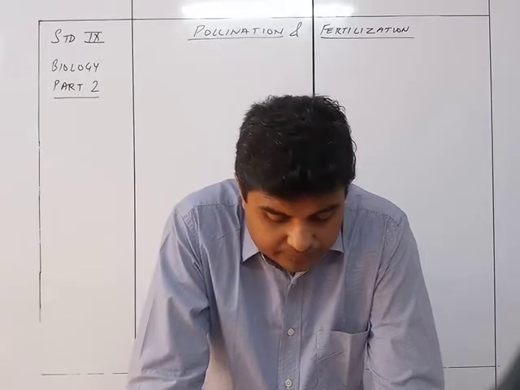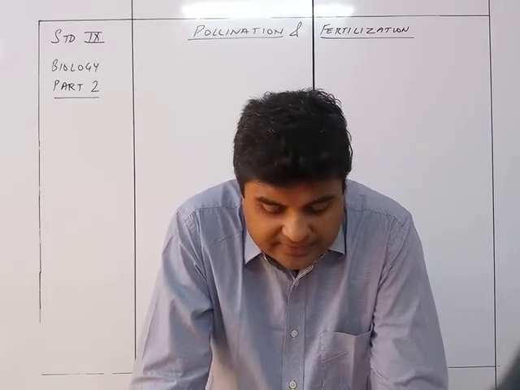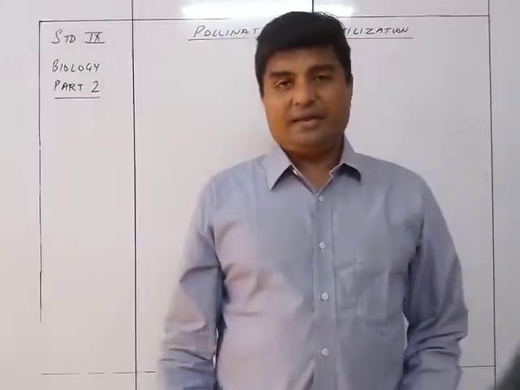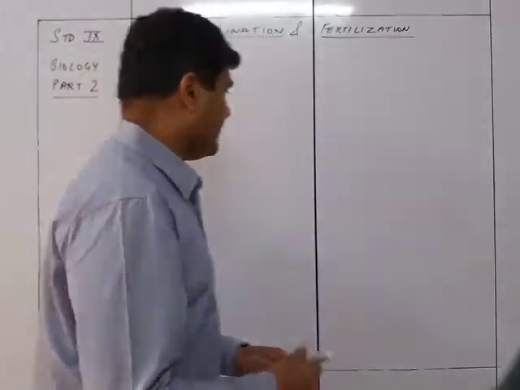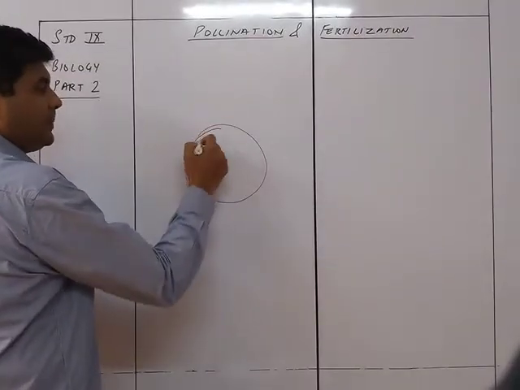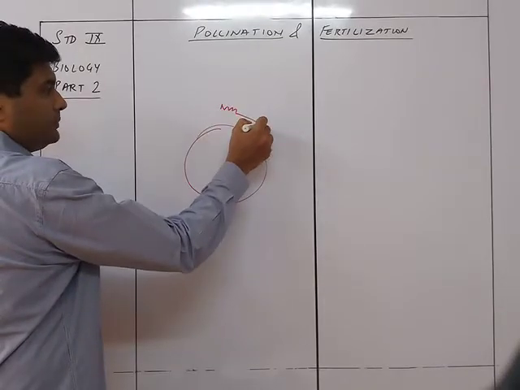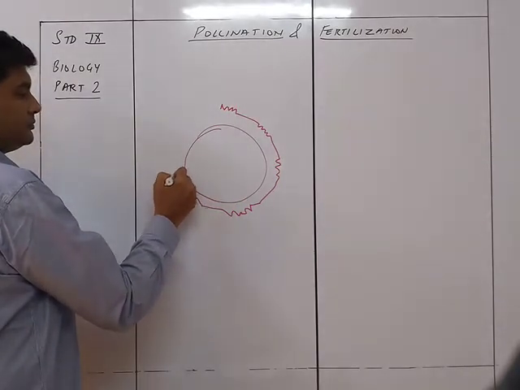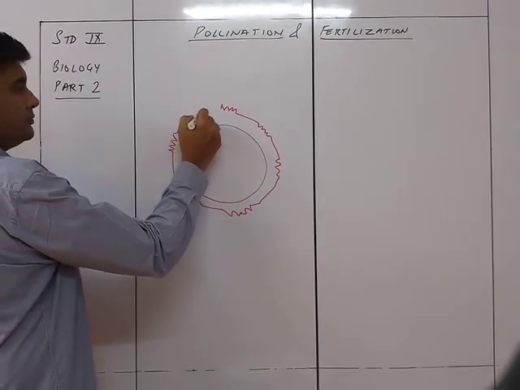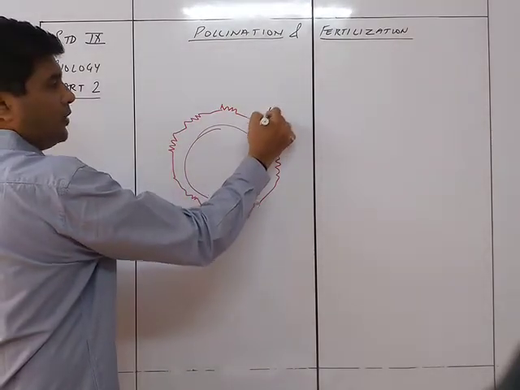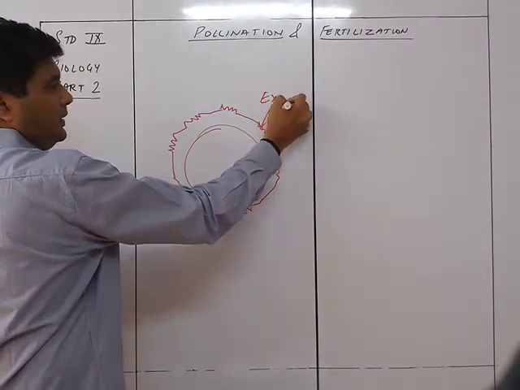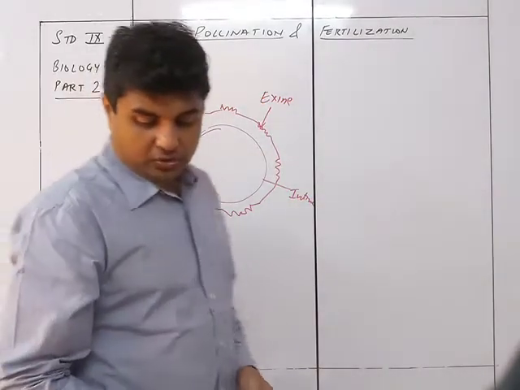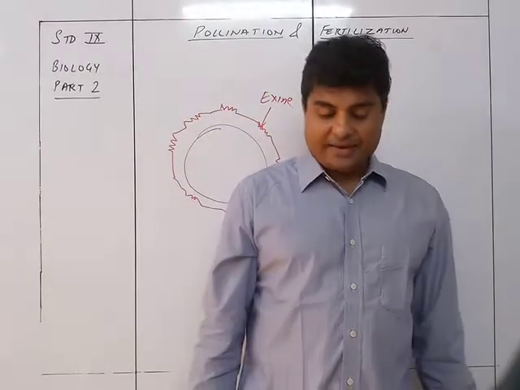The mature pollen grain is a cell with a double wall, the outer exine and the inner intine. So if you see any pollen grain, it will look something like this. There will be an inner part and an outer part. Okay, so this is the outer part, exine, and the inner part, intine.